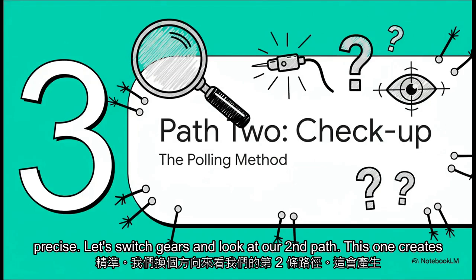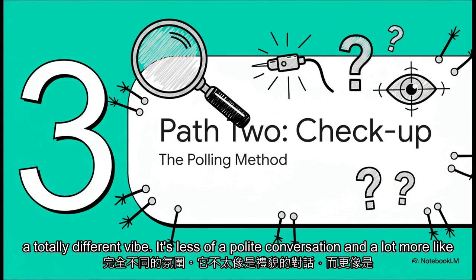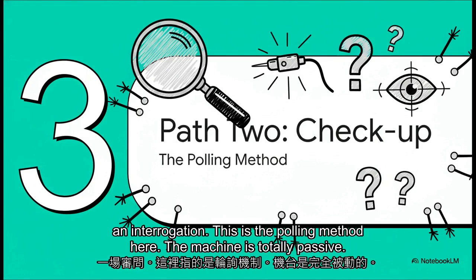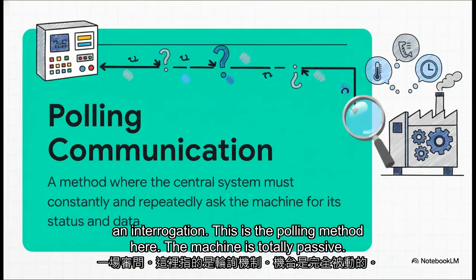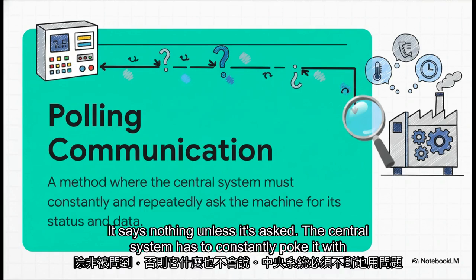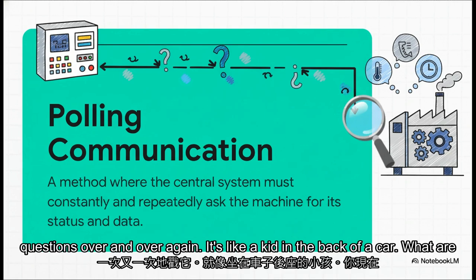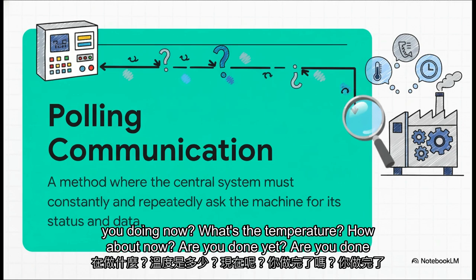All right, let's switch gears and look at our second path. This one creates a totally different vibe. It's less of a polite conversation and a lot more like an interrogation. Yup, this is the polling method. Here, the machine is totally passive. It says nothing unless it's asked. So the central system has to constantly poke it with questions over and over and over again. It's like a kid in the back of a car. What are you doing now? What's the temperature? How about now? Are you done yet?